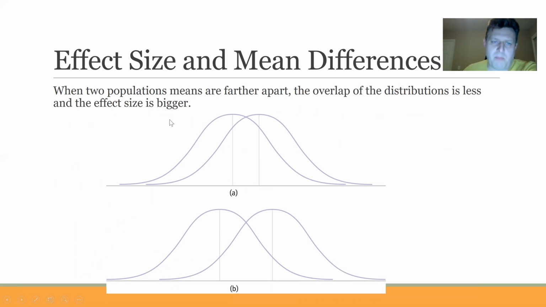So when population means are farther apart, the overlap of the distributions is less and the effect size is bigger. There are two parts of the effect size. One is the mean difference. We see condition A and condition B. The variance is the same in both of these situations. The spread of the scores is exactly the same, and the only difference is the mean difference. There is a greater mean difference in B than in A, and so the effect size would be larger for B than for A. There's less overlap here, more overlap here, so a greater effect size here and a smaller effect size right here.